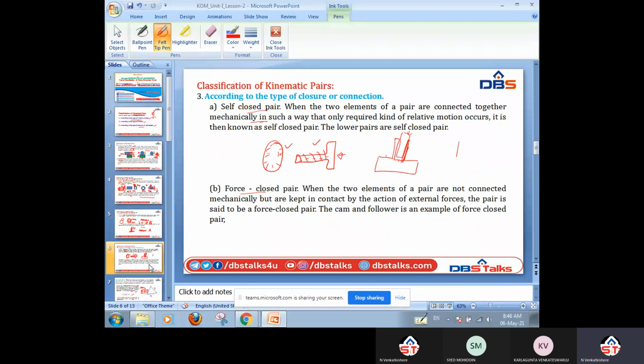And next, kinematic pairs classification through type of closure or connection between the elements. If these two are connected mechanically, that is a self-closed pair, but if connected without mechanical means, by external action of force, that is called a force closed pair.